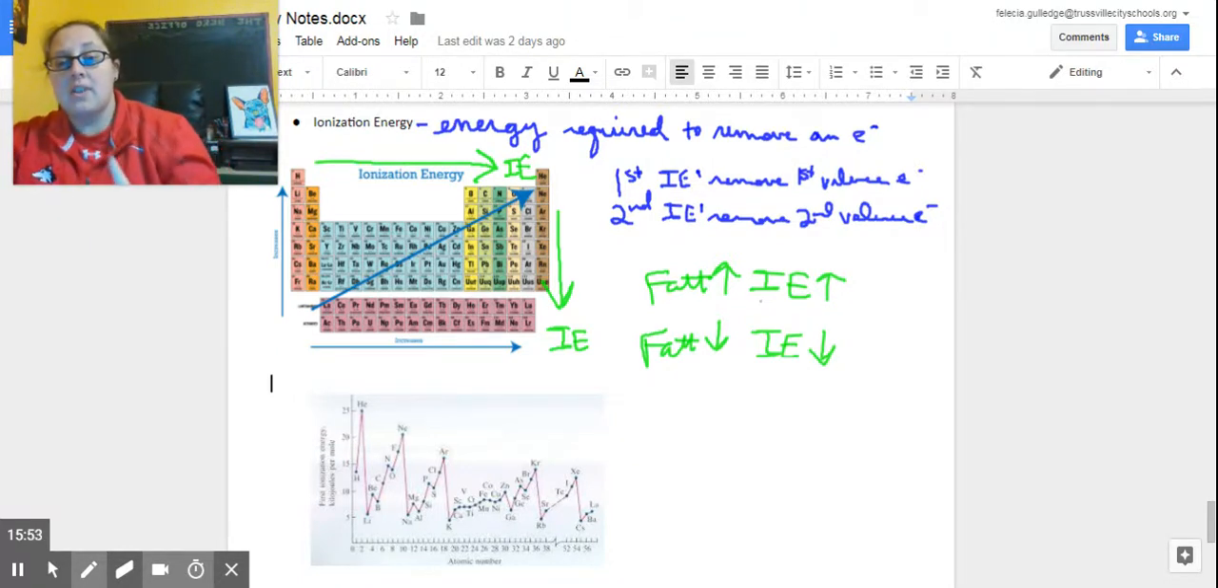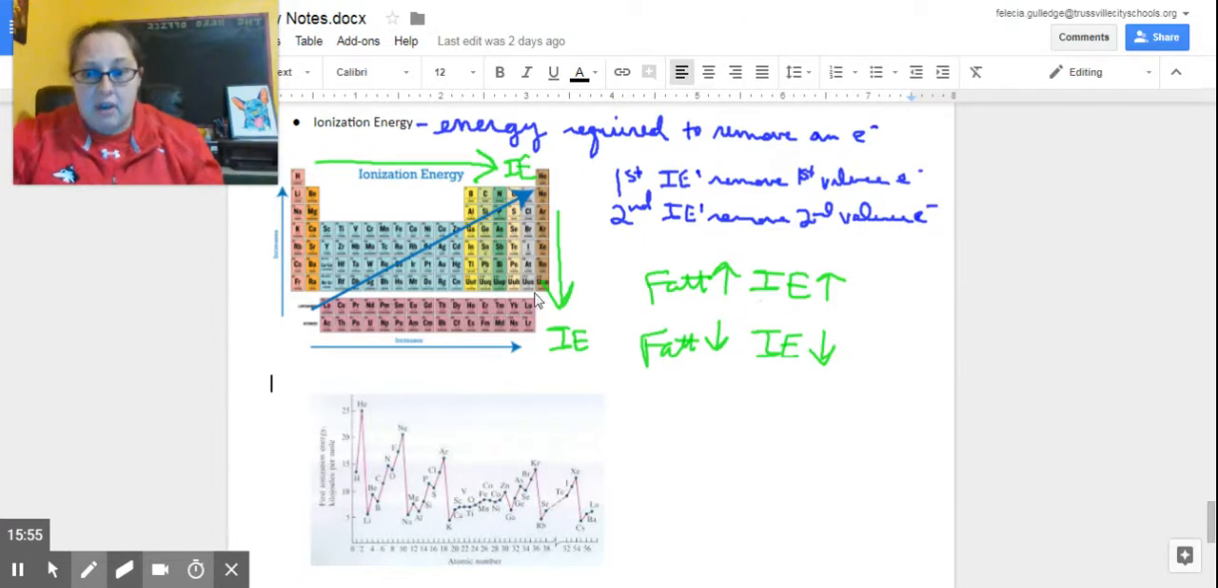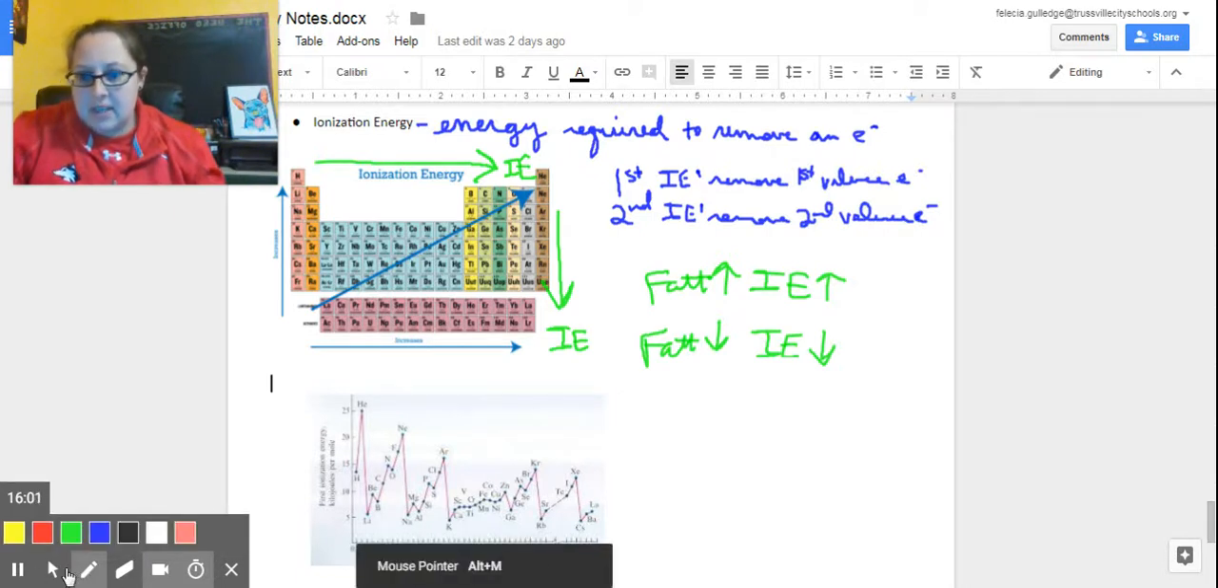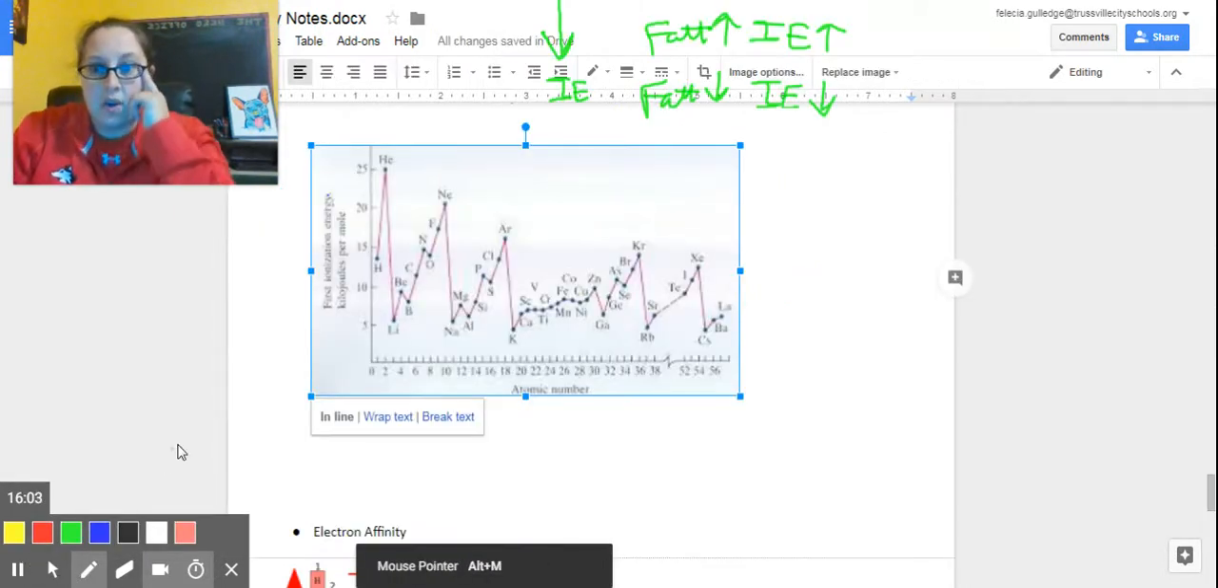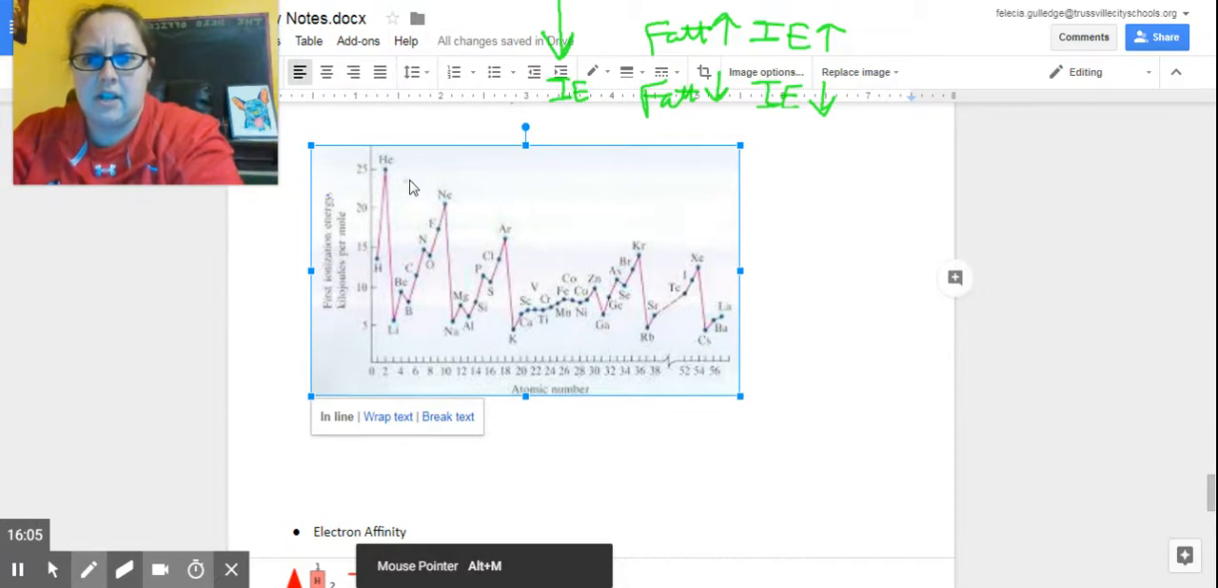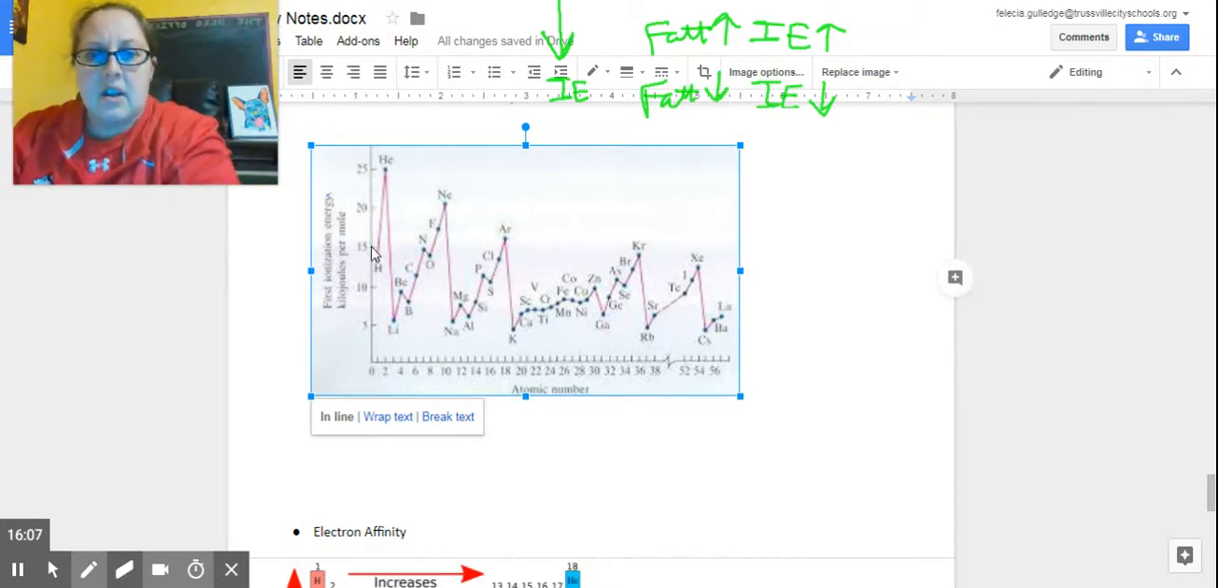Now, I want to look at this data table here below, okay? And so you see that we have, maybe, let me see if I can blow it up a little bit. Give me just a second. Okay, so I blew it up a little bit. Hopefully you can see it okay. So let's look at that periodic trend as we're going here.